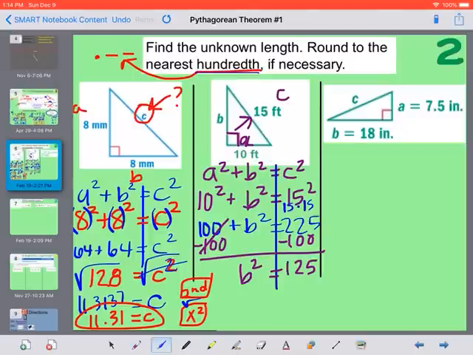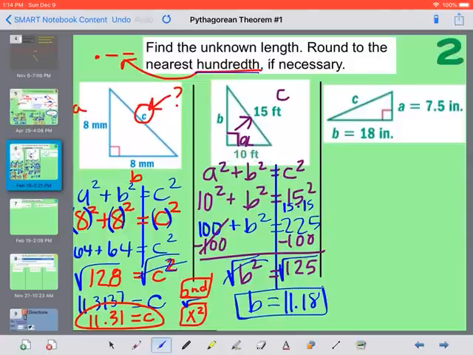We need to get our answer to the nearest hundredth, so we do need to get rid of our square by taking the square root. Those eliminate and leave us with B. And then the square root of 125 is 11.18.